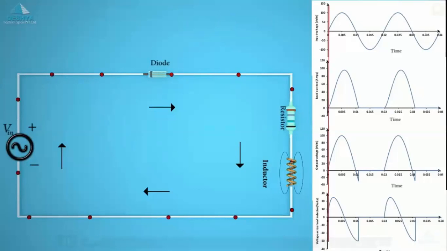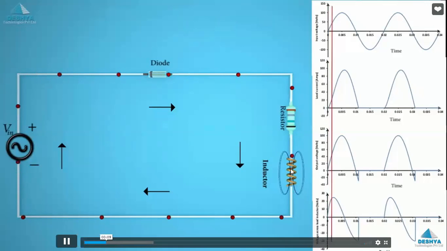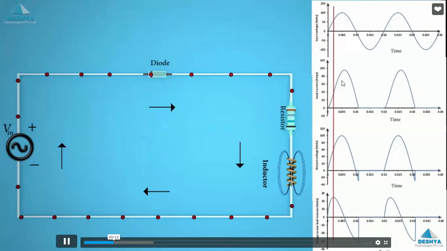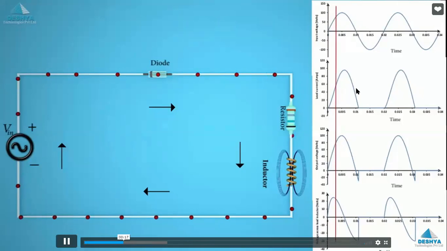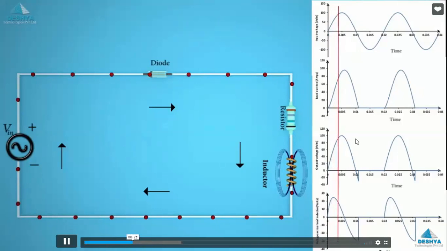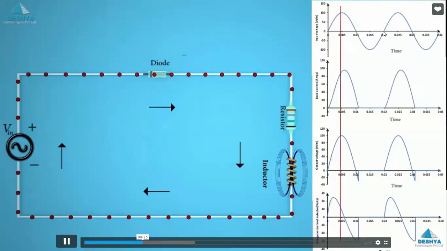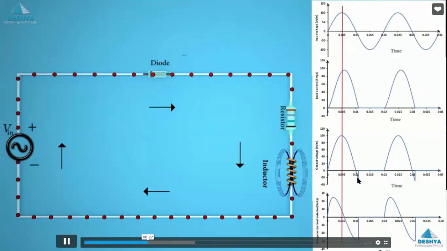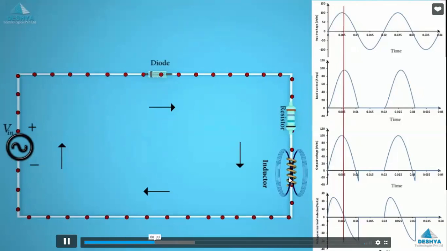So observe this. Here there is an RL load. RL load means resistor and inductive load. So here you see it goes till there. And at this instant, even though the input voltage is going to go negative, it still conducts in the reverse direction up to some time. The reason is the inductor.